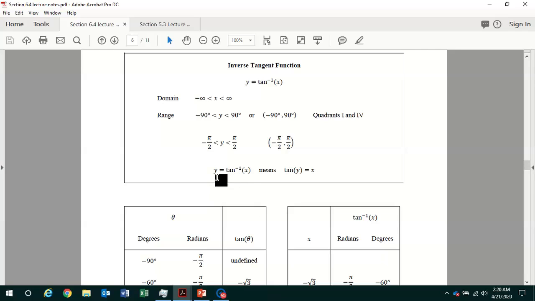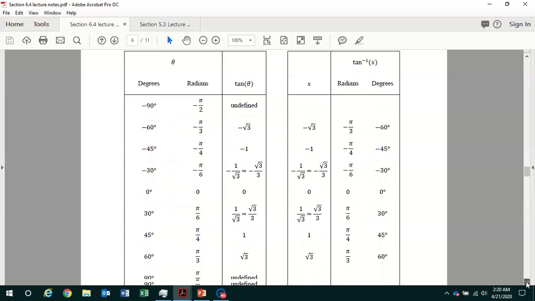So if it's true that the angle y is equal to the inverse tangent of the number x, then it's also true that the tangent of the angle y is equal to the number x. So this table down here summarizes the inverse tangent function, the numbers that go into the inverse tangent, and the angles that come out. Over here we have the tangent function of the angle theta. Minus 60 degrees is the same as minus pi over 3 radians. And we know the tangent of minus 60 degrees and the tangent of minus pi over 3 radians are both equal to minus the square root of 3. So it's also true that the inverse tangent of minus square root of 3 is equal to the angle minus pi over 3 radians, or minus 60 degrees.